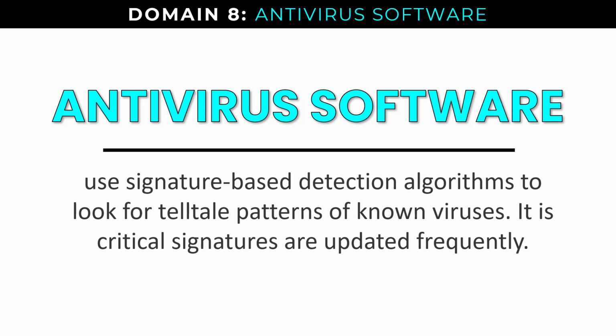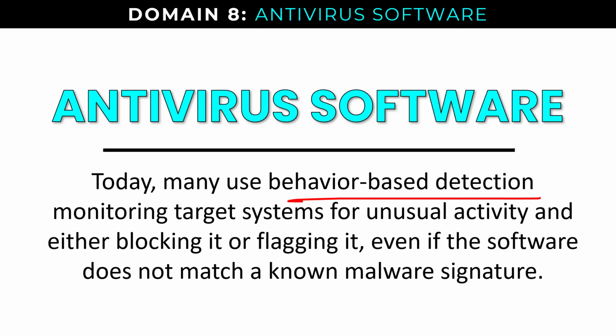Antivirus software. So antivirus software comes in a couple of different flavors. So many in years past used signature-based detection algorithms to look for telltale patterns of known viruses, and many still use this. It is critical that signatures are updated frequently. For example, on the Windows platform is the best example I know to give you. We'll see multiple updates daily. Now, modern antivirus increasingly operates using behavior-based detection too, monitoring target systems for unusual activity and either blocking it or flagging it, even if it doesn't match a known malware signature.